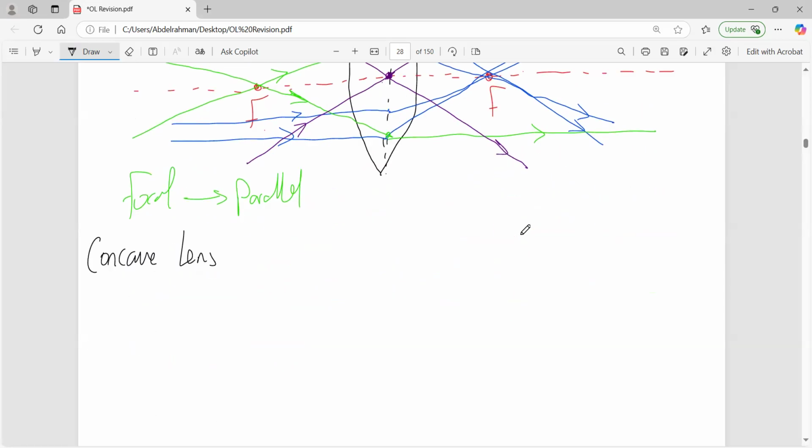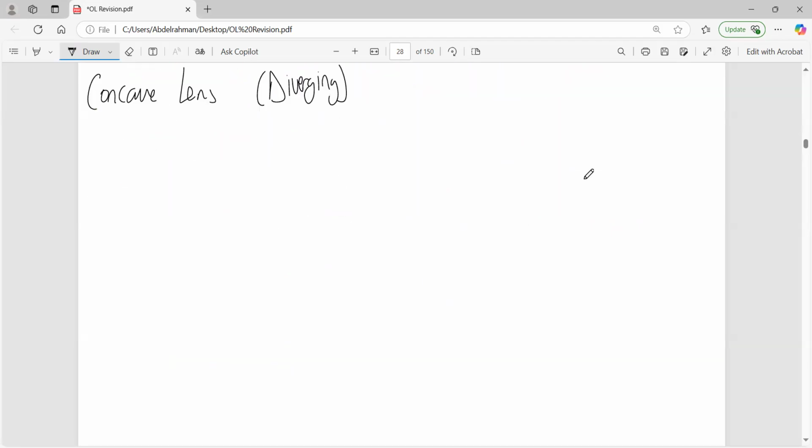Concave lenses are totally different. They are called diverging lenses, in which the light is actually moved further away. What do I mean? This is a converging lens. This is a concave lens. A concave lens would be drawn something like this. Definitely, this is not an accurate representation of a diverging lens.